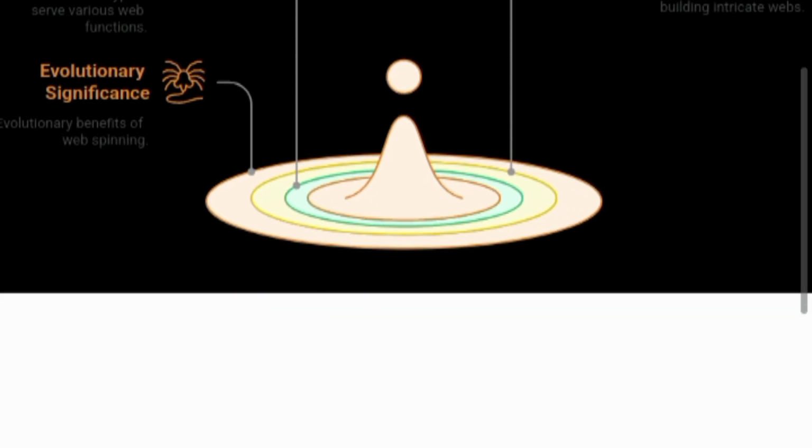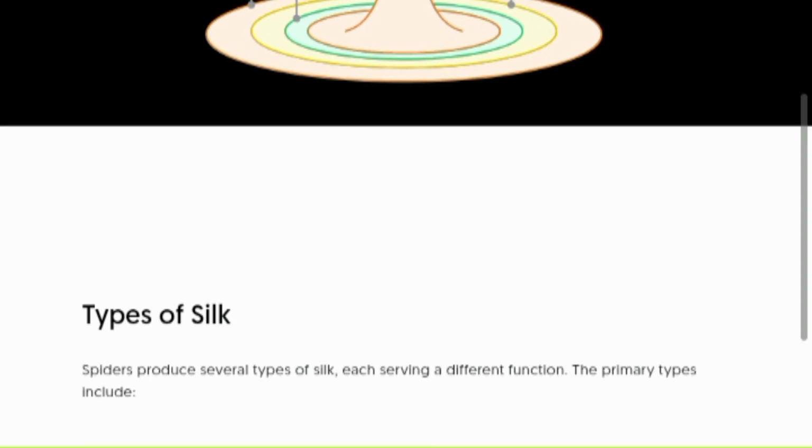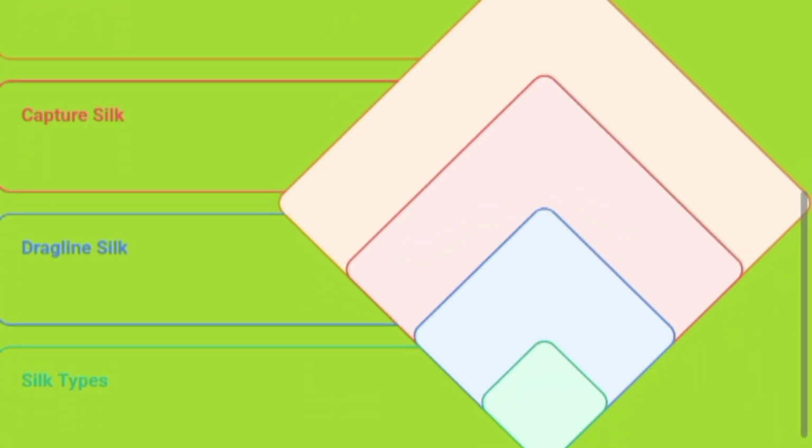There are four types of silk which serve different functions. The primary types include: first is the dragline silk. This is the strongest silk, used for the spider's safety line and to construct the framework of the web.